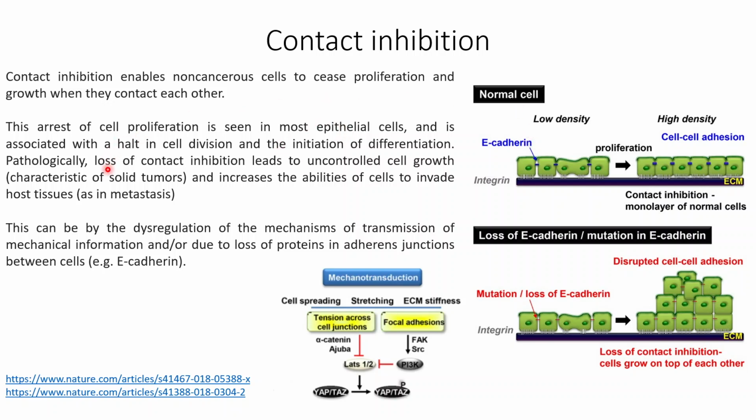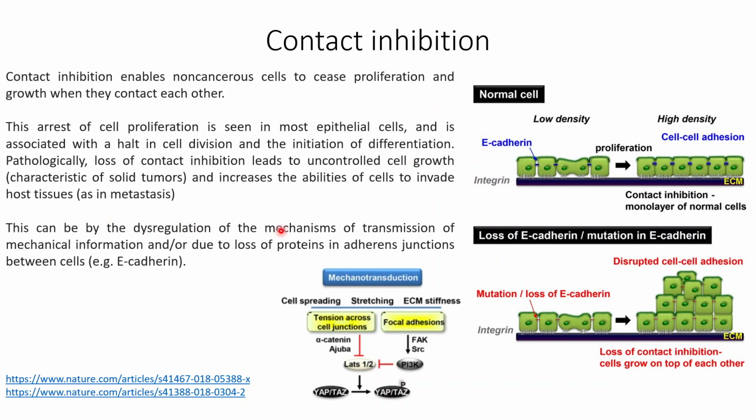So what can happen is if you have a loss of contact inhibition, it can lead to uncontrolled cell growth, which is very characteristic of these solid tumors, and it can increase the ability also of cells to invade host tissues, which is the process of metastasis, okay, where they escape from the primary site, move through the body without being detected by the immune system, and then set up shop in some other tissue or in some other secondary site in the body.